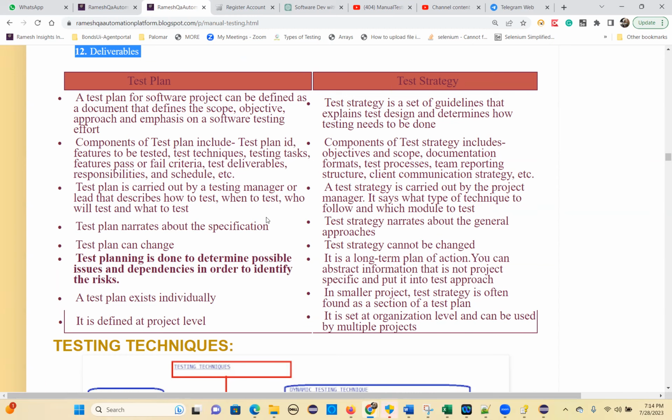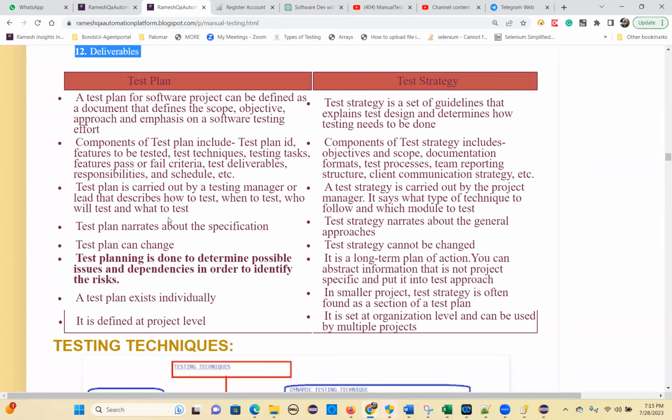And features pass or fail criteria, and risk, contingency, and mitigation plans. Schedules will be available in the test plan document. Any training required, that is also mentioned. Schedules is important. The test strategy document also contains the same objective and scope, but here the documentation formats will be there. Test processes format, team reporting structure, and client communication strategy will be mentioned in the test strategy document.